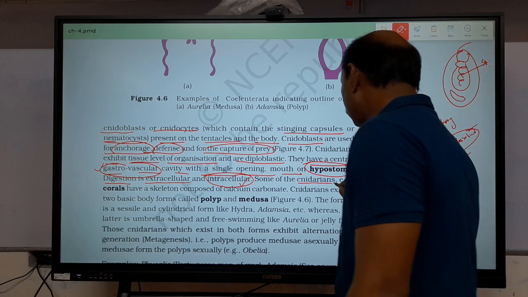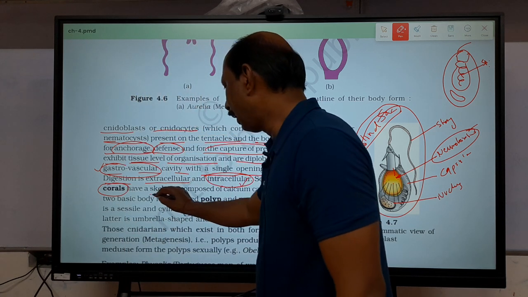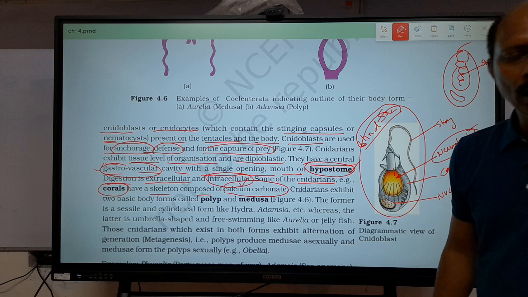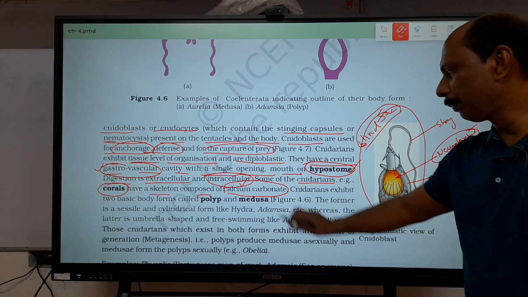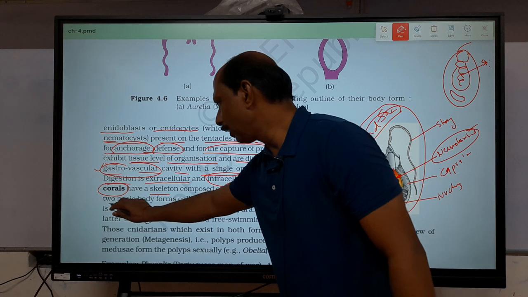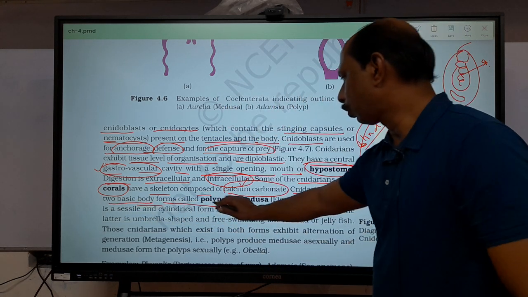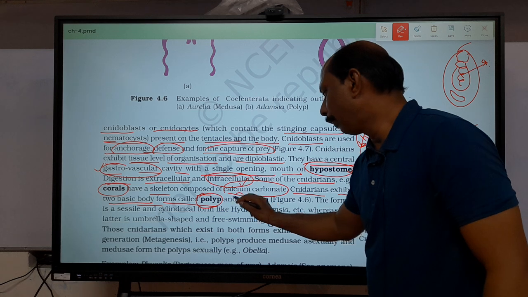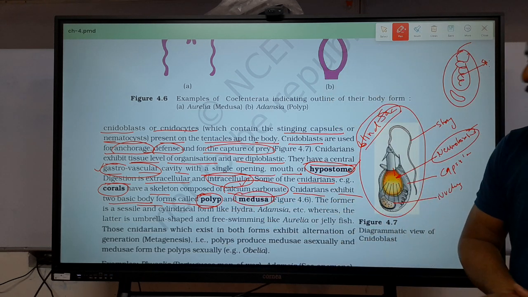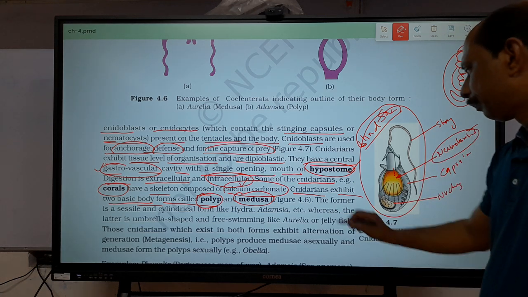Some of the cnidarians, as for example corals, have a skeleton composed of calcium carbonate. Coral reefs have calcium carbonate. Cnidarians exhibit two basic body forms, called polyp and medusa. The figure is also given: polyp is sessile, medusa is the free swimming stage. So two forms of body are there, so we can say they show dimorphism, right?